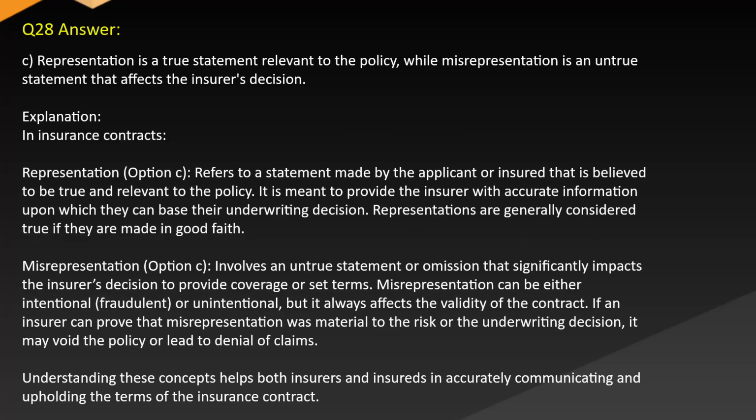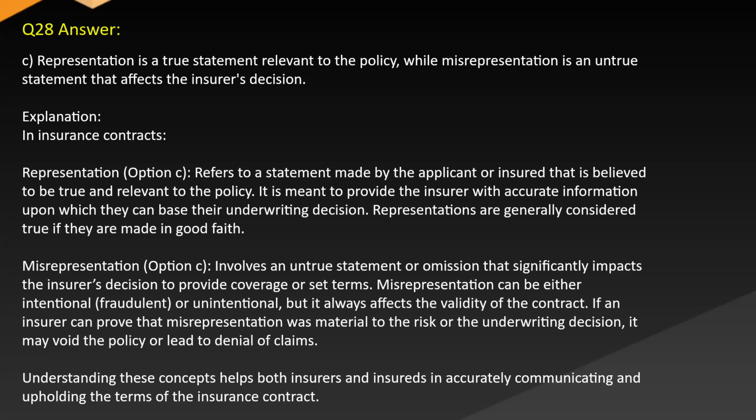Answer: C. Representation is a true statement relevant to the policy, while misrepresentation is an untrue statement that affects the insurer's decision. Explanation: in insurance contracts, representation, option C, refers to a statement made by the applicant or insured that is believed to be true and relevant to the policy. It is meant to provide the insurer with accurate information upon which they can base their underwriting decision. Representations are generally considered true if they are made in good faith.